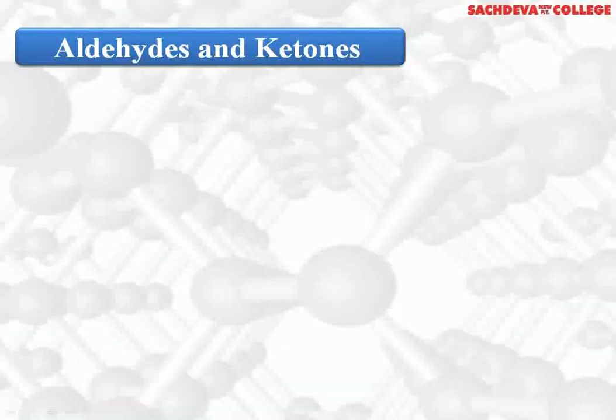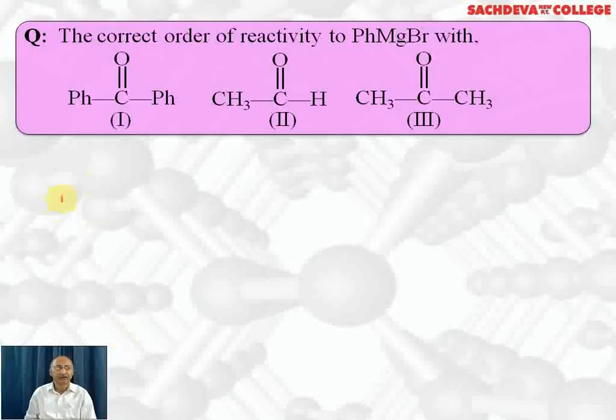Let's continue with more multiple choice questions. The correct order of reactivity to phenyl magnesium bromide with this set of compounds. Now here we have got two phenyl groups attached to carbonyl group which will offer maximum steric hindrance, so it is least reactive. Acetaldehyde is most reactive because it is most polar. There is only one methyl group which is electron releasing, also steric hindrance is minimum.